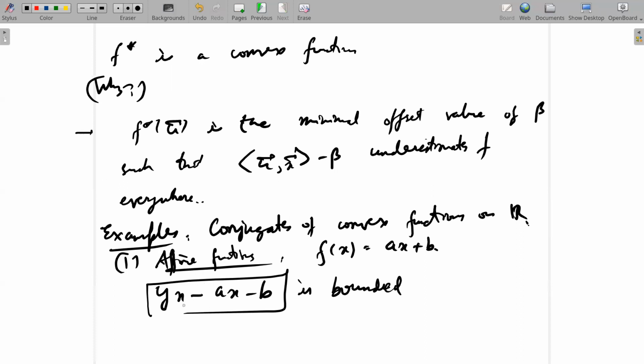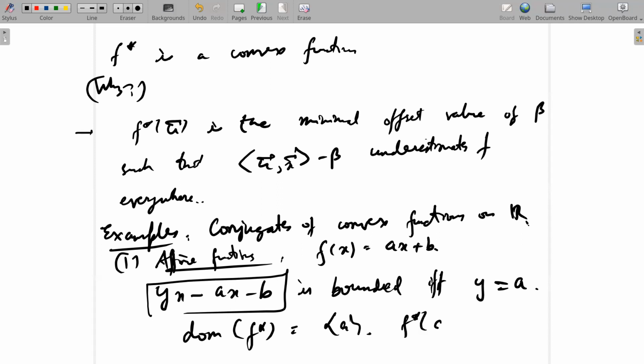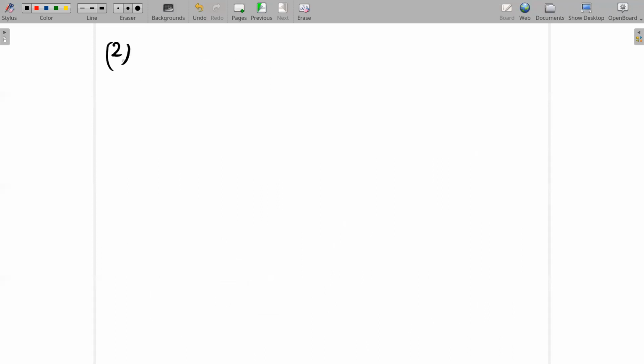So now this is bounded if and only if the slope is 0, if y minus a is 0. Otherwise, a linear function will never be bounded. So this is bounded if and only if y is equal to a. So which means the domain of f star is a singleton set {a}, and f star of a is equal to minus b. Because it's just a constant function minus b, when you plug in y equals a, you get the constant minus b, and the supremum is going to be minus b. So the domain is just a singleton set. Okay, let's look at a second example.